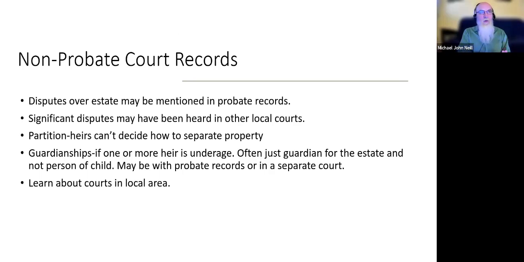The records of the probate court are probably the first place where you want to look to see how your ancestor's property was dispersed or settled up. But that's not the only court that might mention your ancestor's estate. There may be other court records outside the probate court that might give you information about how that estate was settled up.